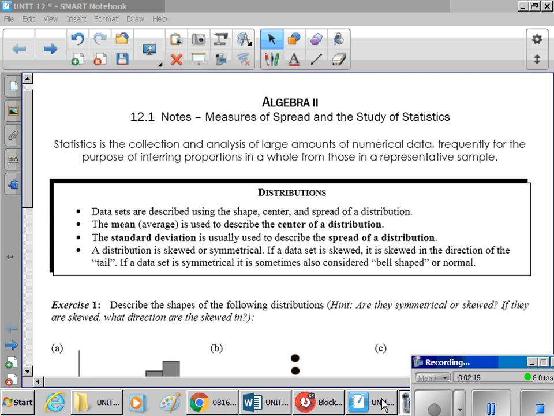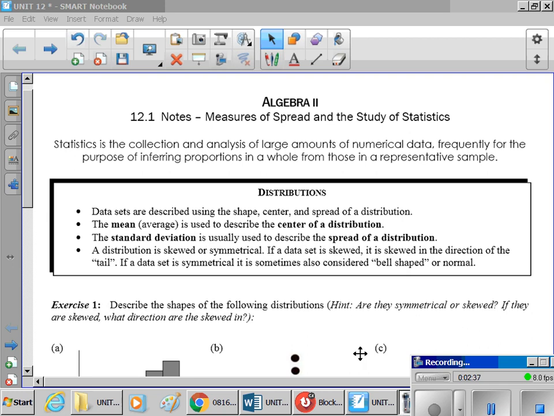A distribution is skewed or symmetrical. If data is skewed, it is skewed in the direction of the tail. If a data set is symmetrical, it is sometimes also considered bell-shaped or normal. So you've heard of a bell curve or a normal curve. Hopefully in Algebra 1, you remember some of that.